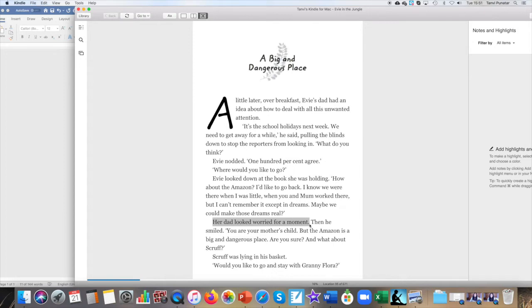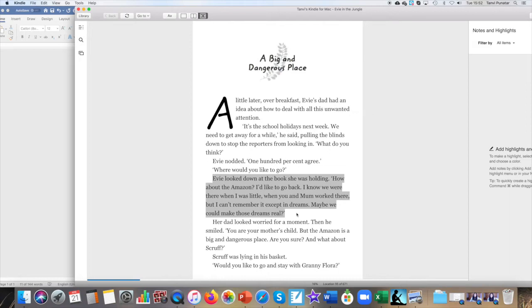In order to do that, I need to look at what is said before and after the bit where it said that her dad was worried in order to look for clues. Straight after it says her dad looked worried for a moment, it says, then he smiled. You are your mother's child, but the Amazon is a big and dangerous place. Are you sure? And what about Scruff?